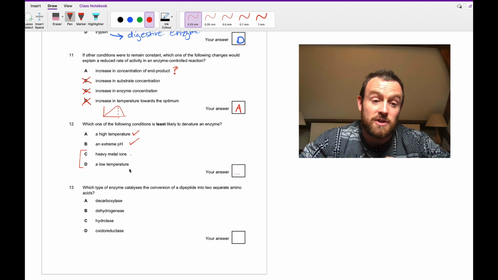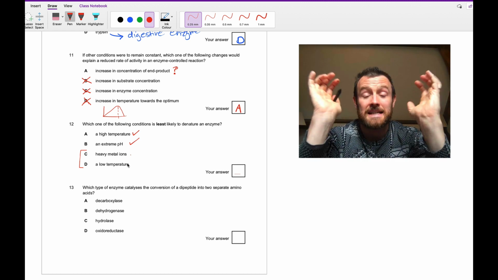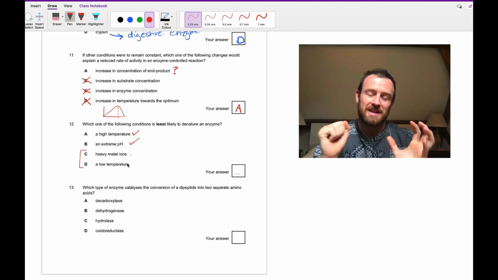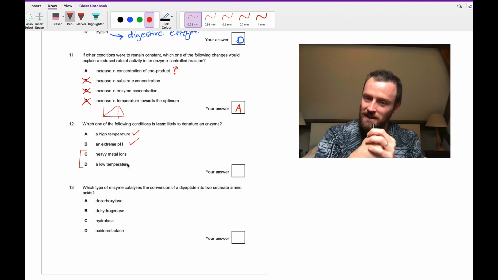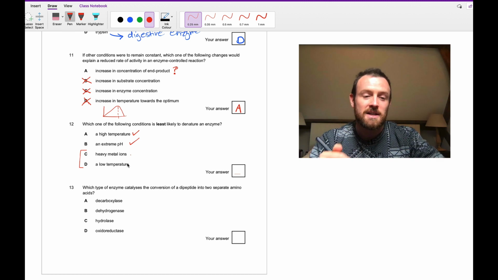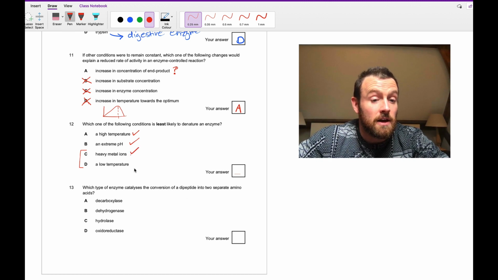So a low temperature does not denature an enzyme, but it just means that there's less kinetic energy, so particles are moving less, which means the substrate molecules are less likely to collide with the enzyme and enter the active site, forming the enzyme substrate complex. But it doesn't denature the protein, it doesn't unravel it. Whereas C can denature an enzyme.